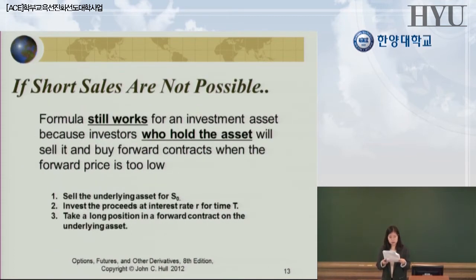And if short sales are not possible, the formula still works for an investment asset because when the forward price is too low, investors who hold the asset will sell it for S0 and invest the proceeds at interest rate R for time T and take a long position in the forward contract on the asset.